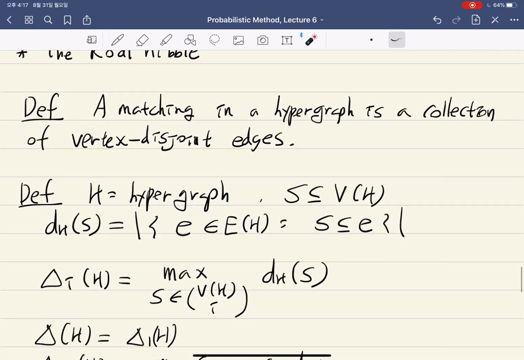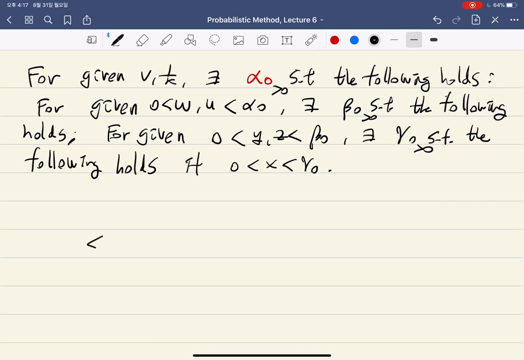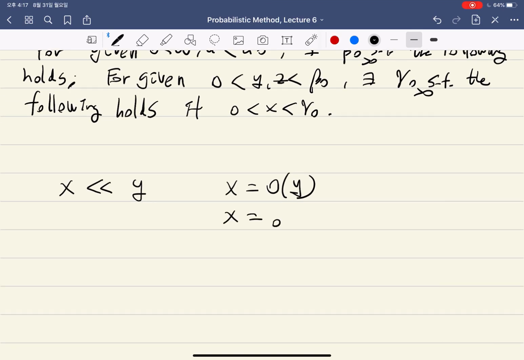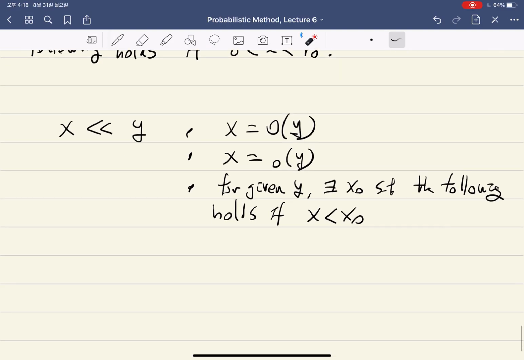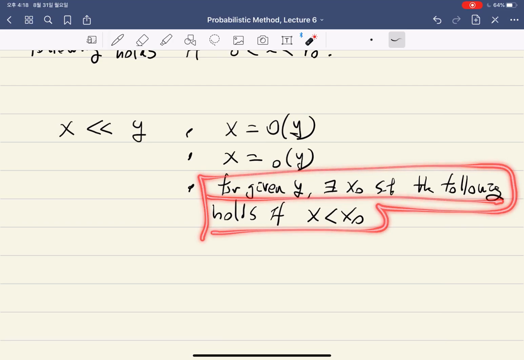But of course, as I mentioned before, there are at least 3 different meanings of this. One is that x is big O of y, and the other one is x is small o of y, or this: for given y, there exists x0 such that the statement holds if x is smaller than x0. So there are at least 3 different ways of usage of this. So you have to be a bit careful when you read papers later, and you need to figure out what it actually means. But at least in this section, let's use it in this meaning.